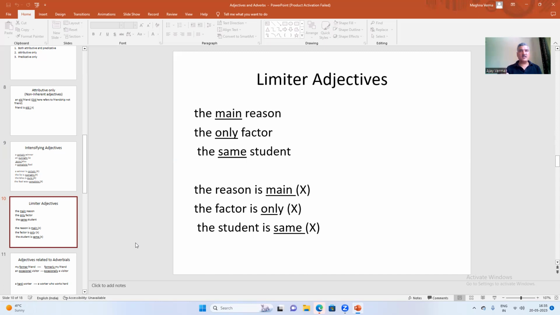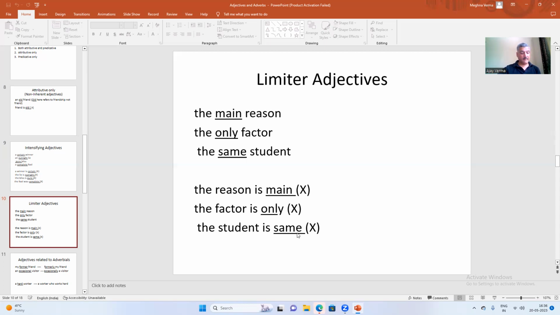So these adjectives also are normally used only attributively and not predicatively. It is wrong to say the reason is main, the factor is only, the student is same.